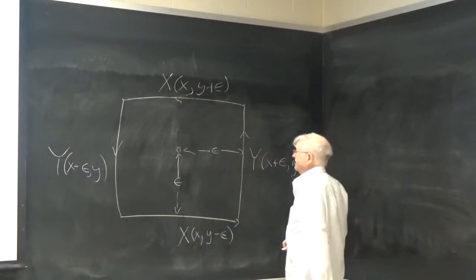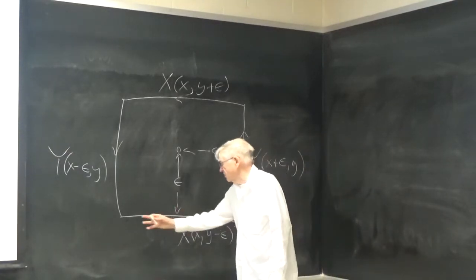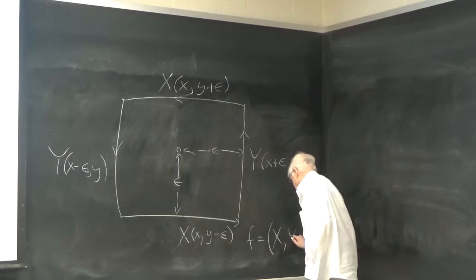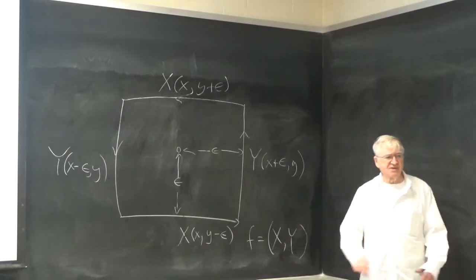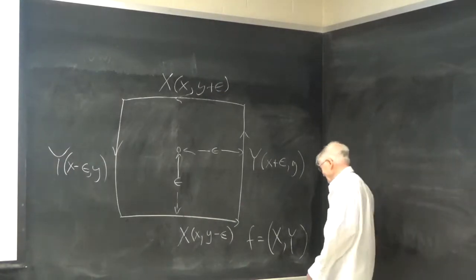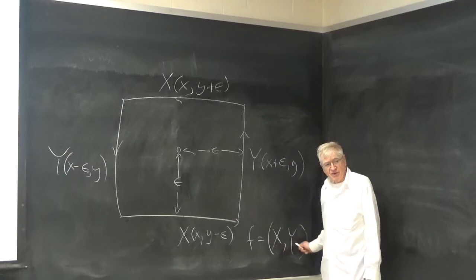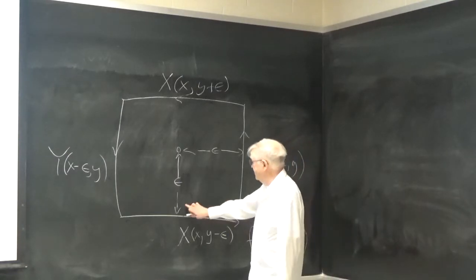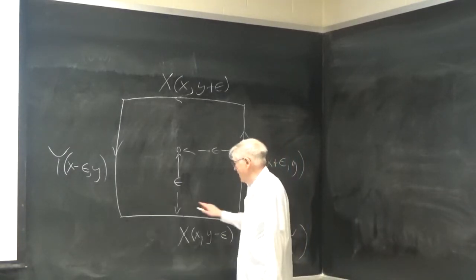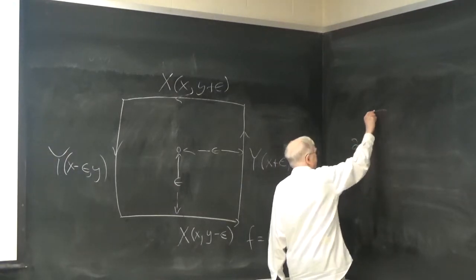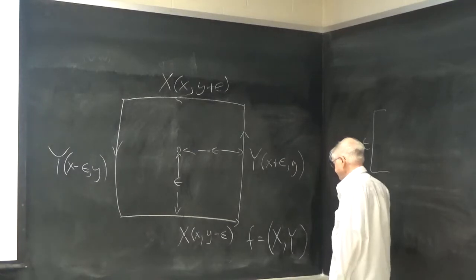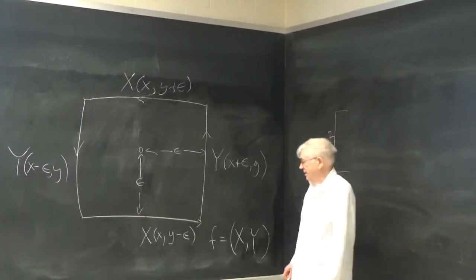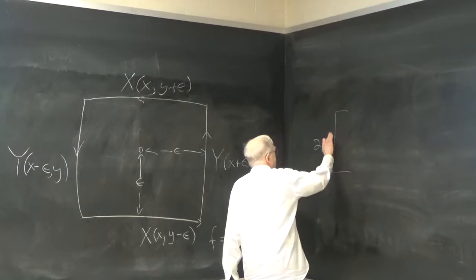Okay, now let's just look at what this amounts to. What is the line integral of the function f? The function f has components. I'm just doing 2 dimensions. So it has x component, y component. So what is this? Well, we have a certain distance here. The distance is 2 epsilon. So everything's going to be multiplied by 2 epsilon. And actually, everything's going to be multiplied by 2 epsilon squared. But maybe I shouldn't do that.